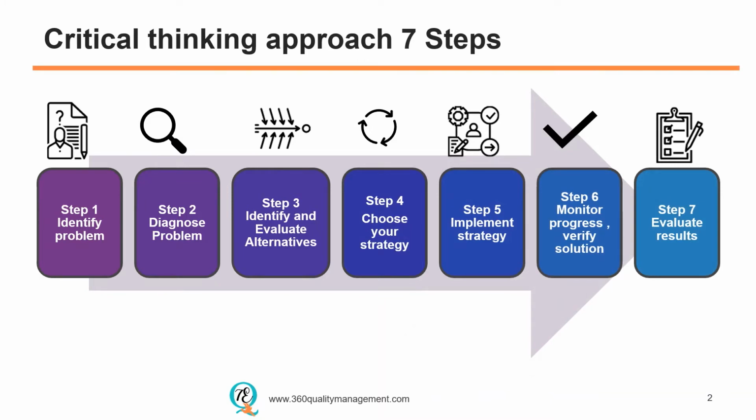So critical thinking is usually divided into 7 steps, which start from identify the problem, diagnose the problem, identify and evaluate alternatives, choose your strategy, implement the action plan or strategy, and verify the action plan that has been implemented or monitor the progress, and finally evaluate the results to check if there's any further improvement to be made. We shall go through the steps one by one in the next consecutive slides.